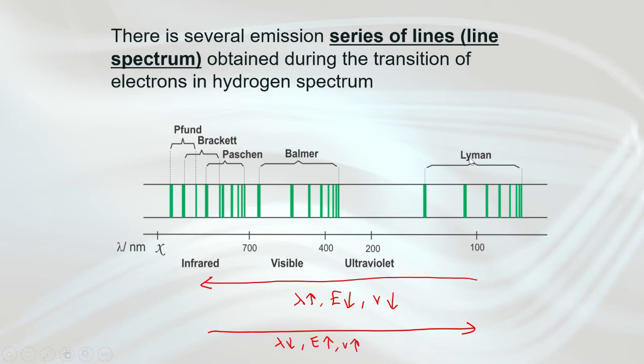This Lyman series lies in the UV region. As we've learned about the electromagnetic spectrum, each of these lines falls within a specific electromagnetic region depending on the wavelength of the light emitted. So Lyman lies in the UV electromagnetic region. Meanwhile, Balmer lies in the visible region, and these three lie in the infrared region.